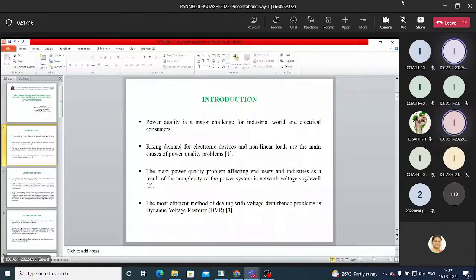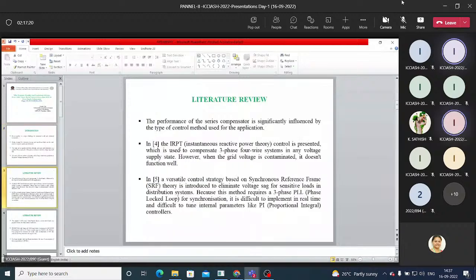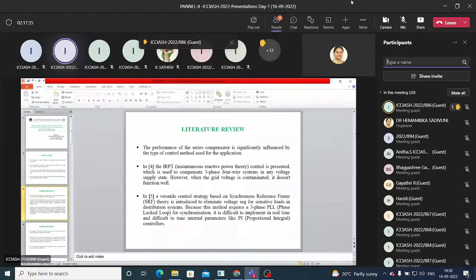Literature review. Performance of DVR is highly influenced by the type of control method used. Various theories have been presented in the literature, like IRPT, but it has a problem that it does not function well when the supply voltage is contaminated. SRF uses PLL, which is difficult to implement in real time and difficult to tune internal parameters.